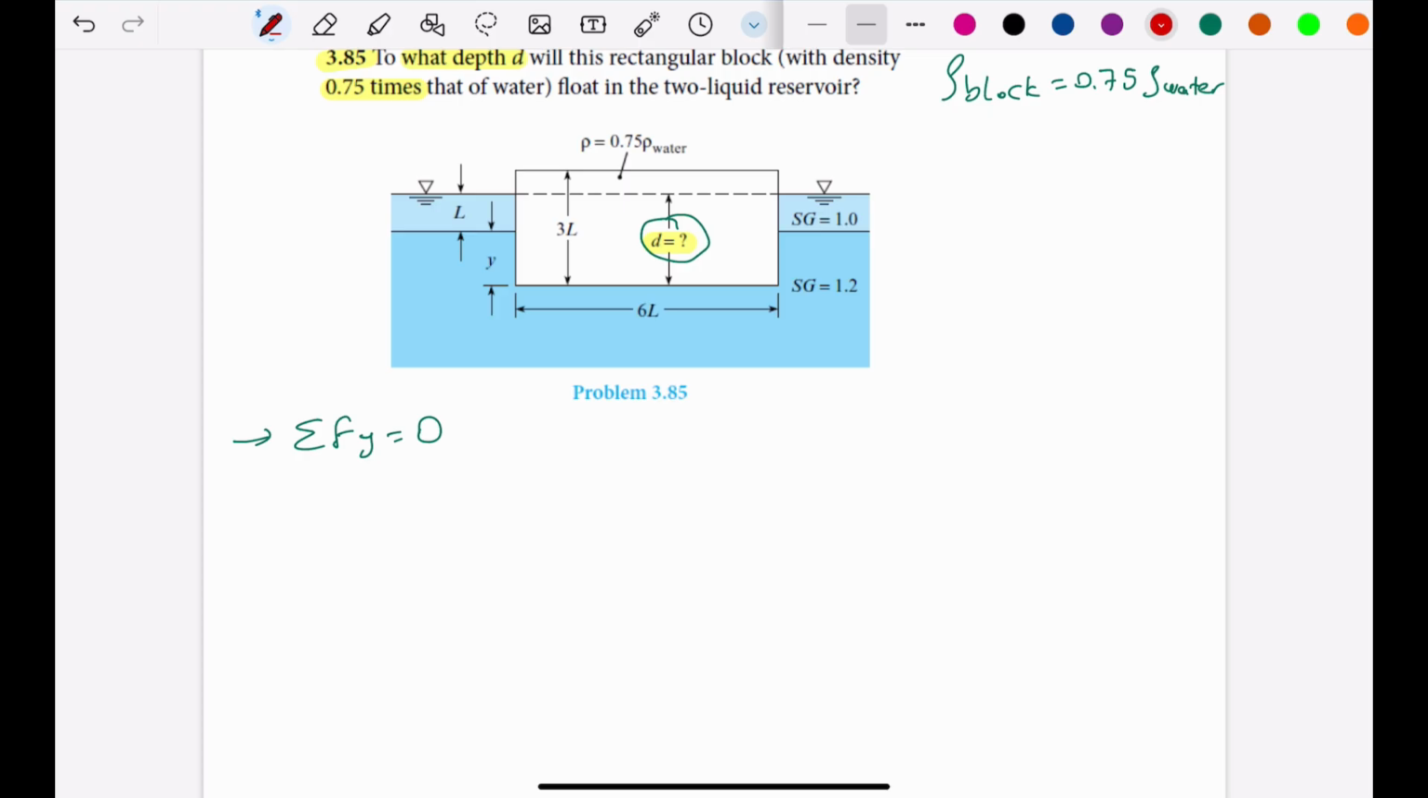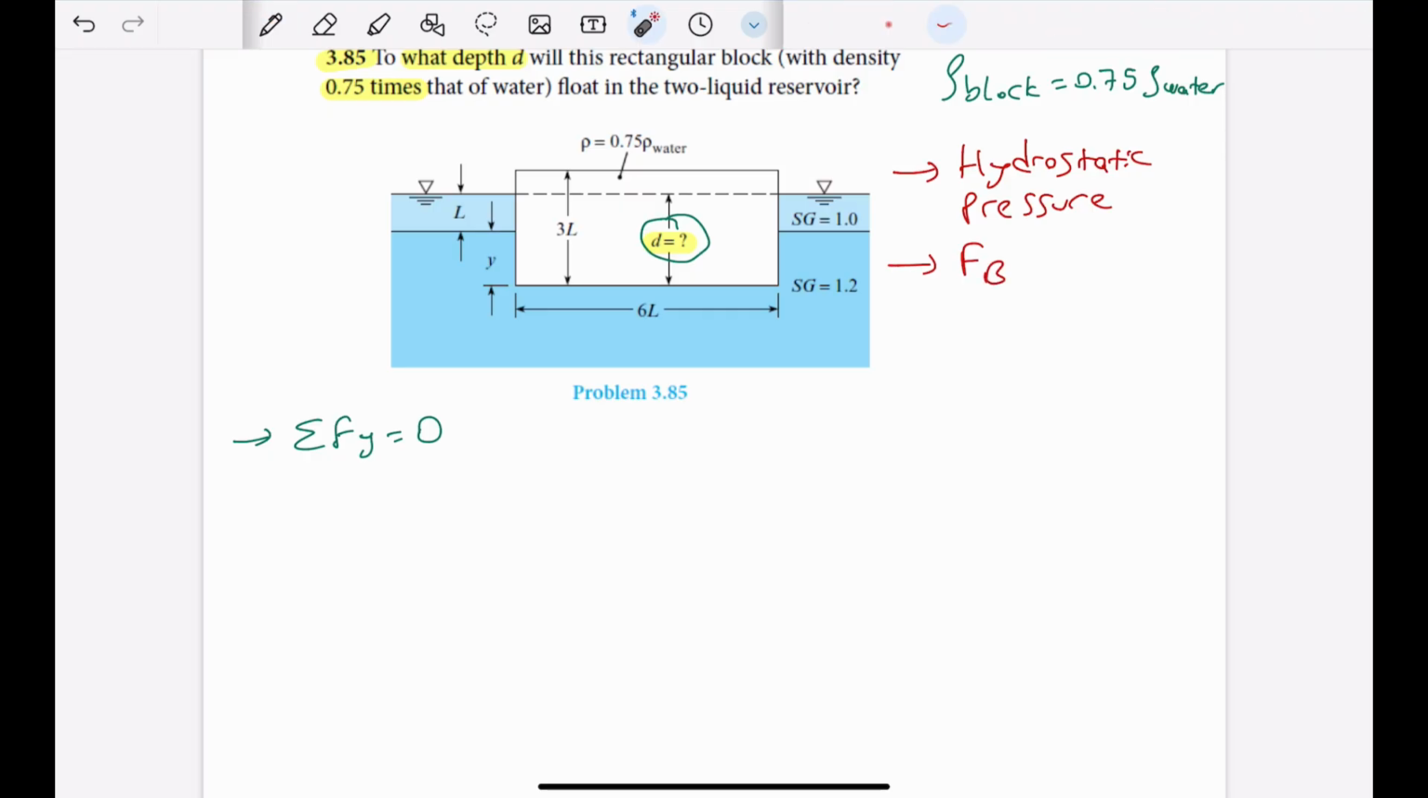Here we will have two different solutions for this question. One with hydrostatic pressure, or using buoyancy force. And let me get started with the first one.